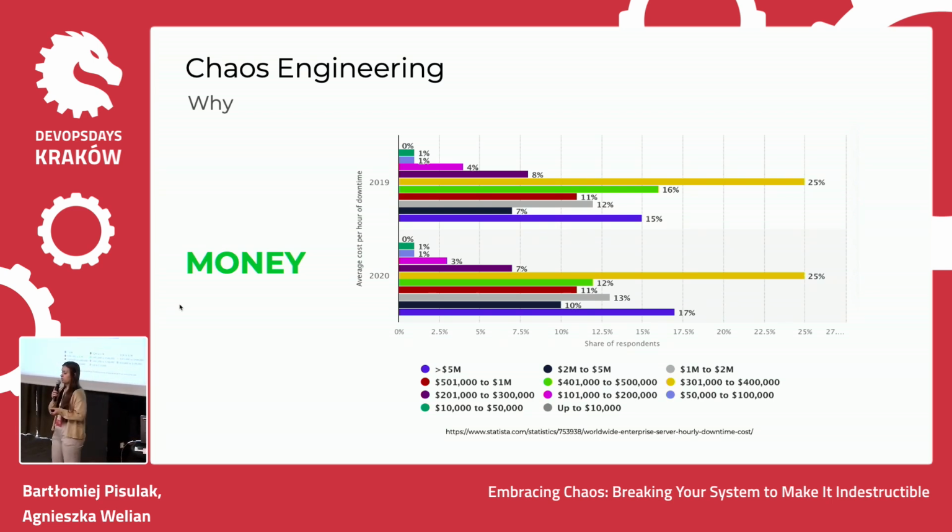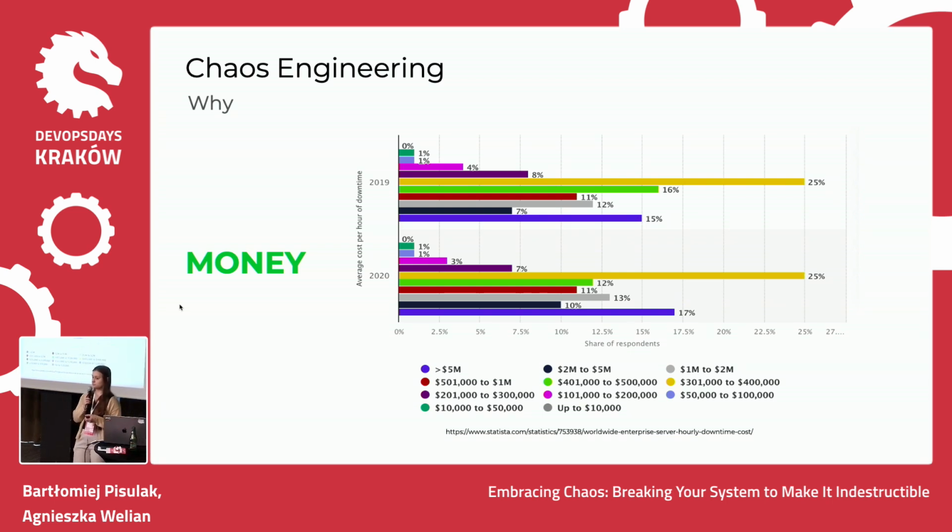Imagine that you are putting $20 every day into your piggy bank. To save $5 million, you would have to gather that money for at least 700 years. A lot, isn't it? And let's see some of the most famous downtimes.